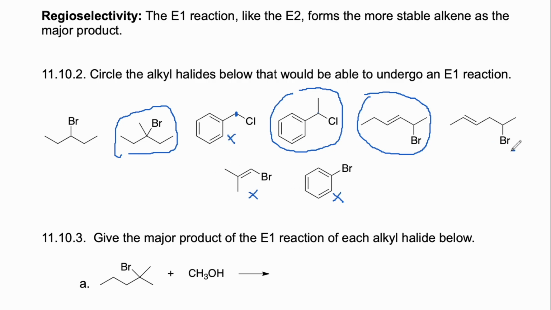These ones, it's possible they would not react as easily as the ones with the circles, but I'll go ahead and underline them, because secondary can still do E1, especially if you have conditions that favor elimination, like heat, protic solvents. So those could undergo E1. The ones that are circled will be the best candidate.